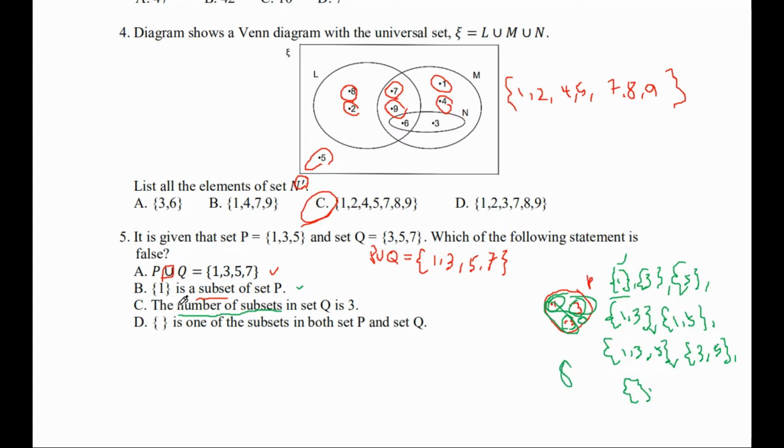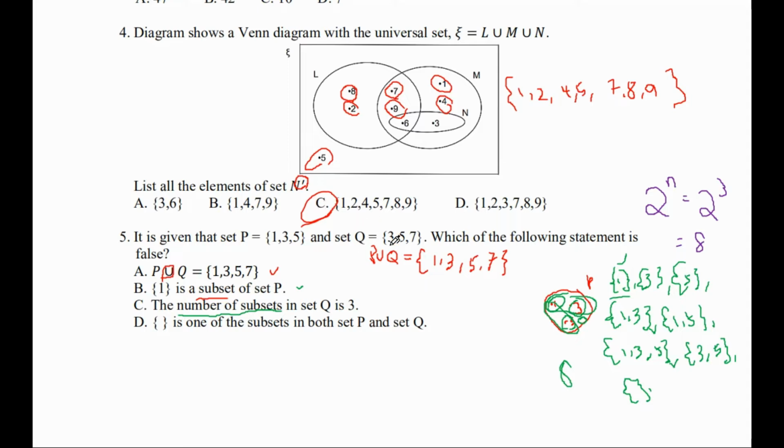This is the formula for the number of subsets: 2 to the power of n. For set P, n is the number of elements. In P, I have 1, 2, 3, so 3 elements. You just put 2 to the power of 3, and you will have 8. So I have 8 subsets here.